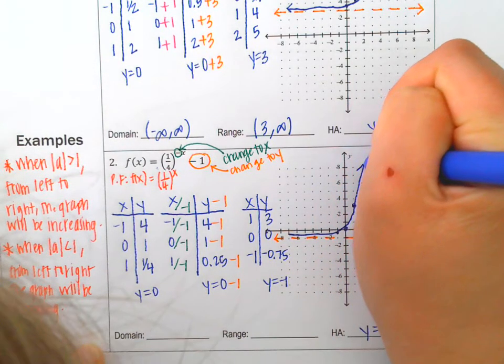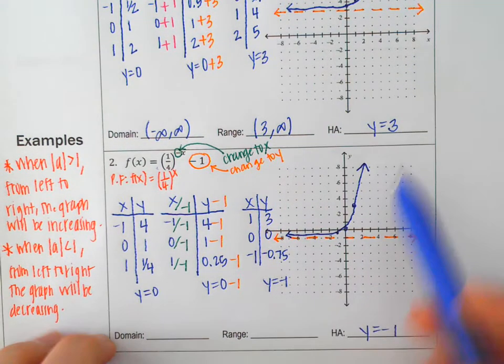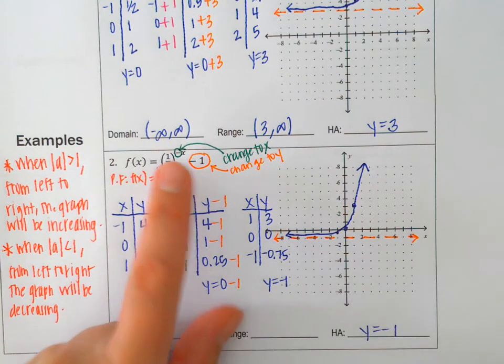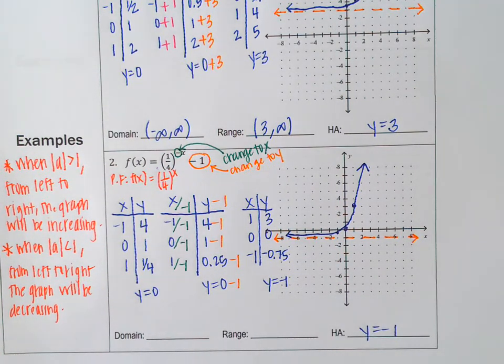So my graph looks like this. Always going to be a curve like this. Depending on the direction is depending on the base and the transformations. So then pause me here. I want you guys to think about what's the domain and range of this one.